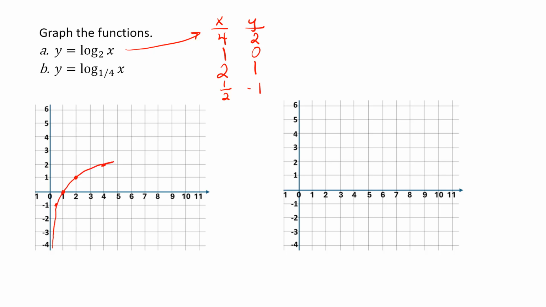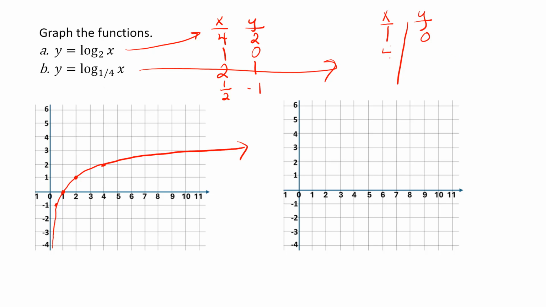And then it is going to shoot off in this direction. All right, for part B, you have log base 1/4 of x. And so you put in some values. You can put in 1 for x here, and you're still going to get 0 because the exponent you put on 1/4 to get 1 is 0.